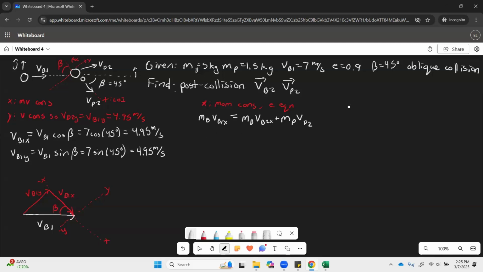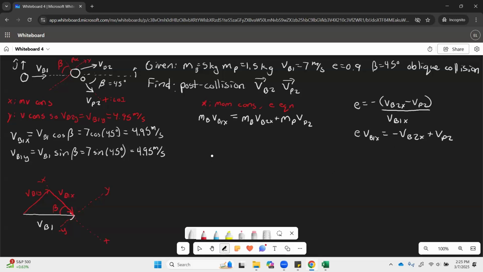And then we've got the E equation. E equals negative VB2x minus VP2 over VB1 minus VP1, but VP1 doesn't exist. So we can rearrange this and get E times VB1x equals negative VB2x plus VP2.